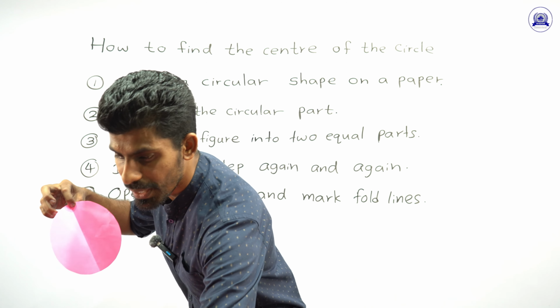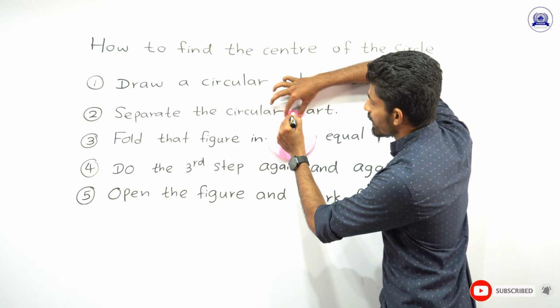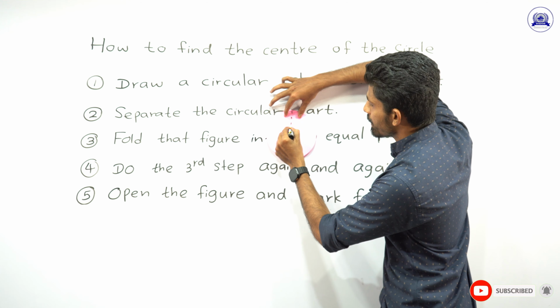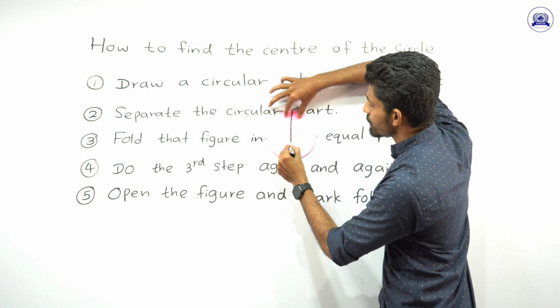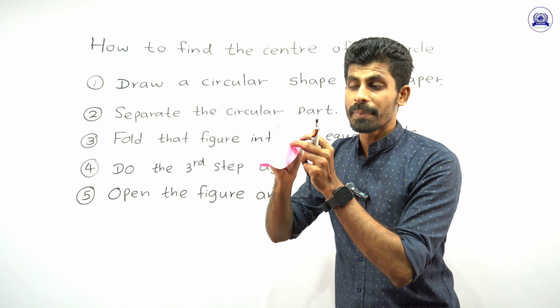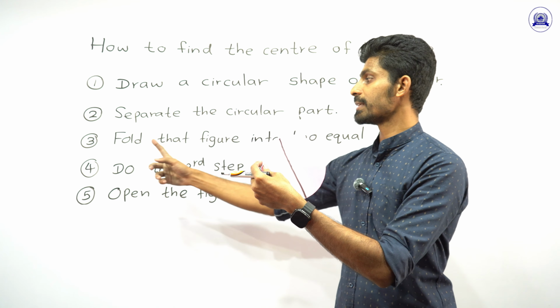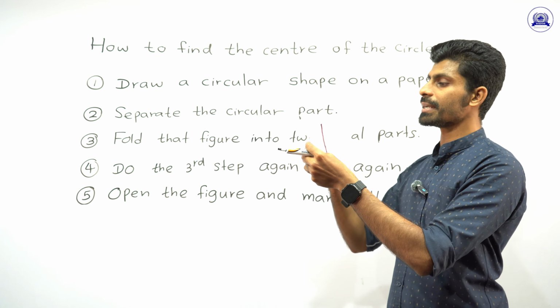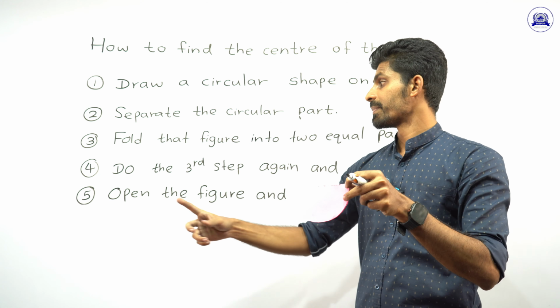I'm just going to mark that one using a marker pen. Look at this one. This is the fold line. Right? So this is the fold line. Now look at this one. Fold that figure into two equal parts. So you can fold into two equal parts.